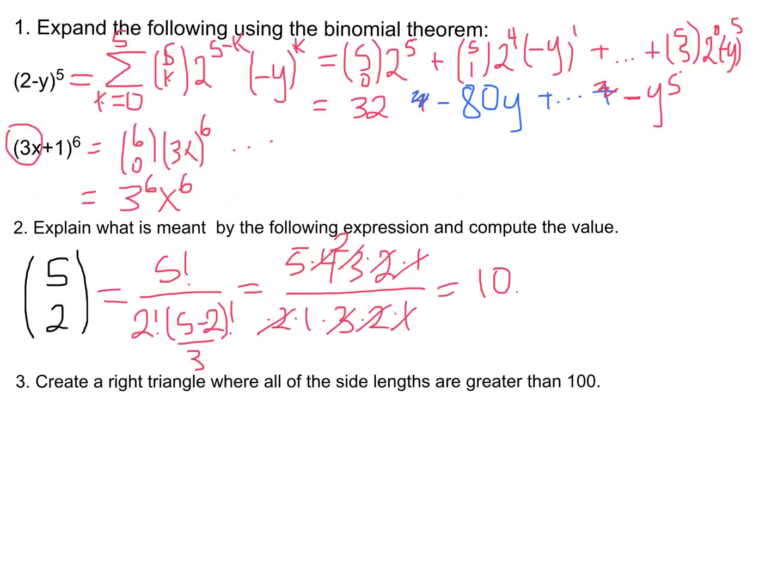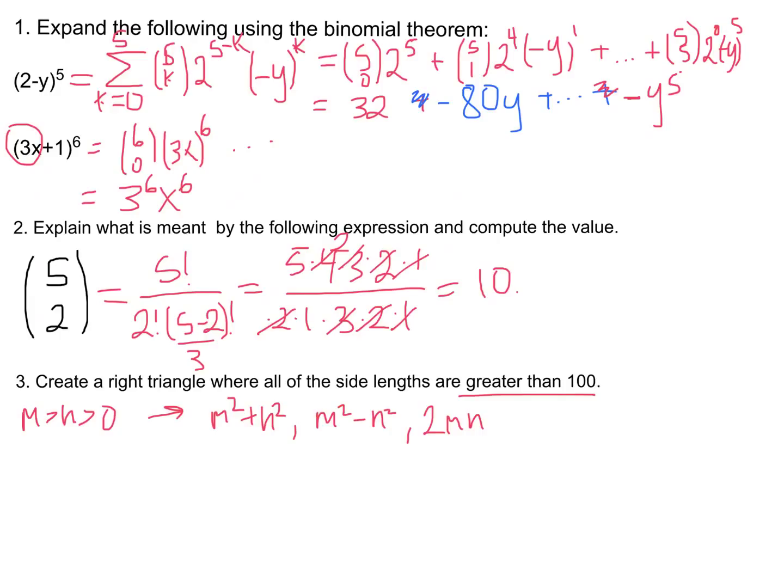Lastly, we want to create a right triangle where all the side lengths are greater than 100. So remember, we've proven that if you choose 2 integers, m and n, where m is greater than n, which is greater than 0, then we have a right triangle, and the side lengths are m squared plus n squared, m squared minus n squared, and twice mn. So the question now becomes, how can you make sure that each side length is greater than 100? And so the best way to do that is to try some values out.